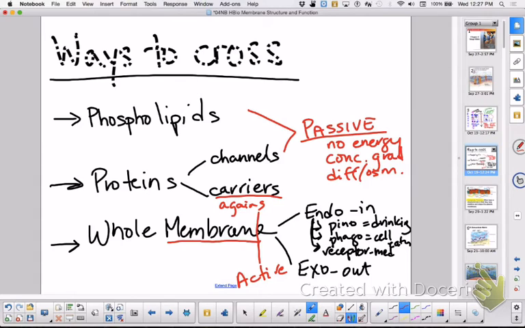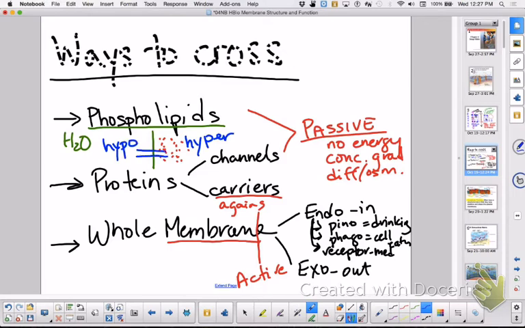Okay, now I want to talk about something else. When we talk about going through the phospholipids and we specifically talk about water, we talk about there being a membrane and a solution on either side of that membrane. You have some sort of membrane barrier. What do you call the side that has more stuff on it? The one that has more is hypertonic, and this side is hypotonic. And water must flow from the hypo into the hypertonic medium.